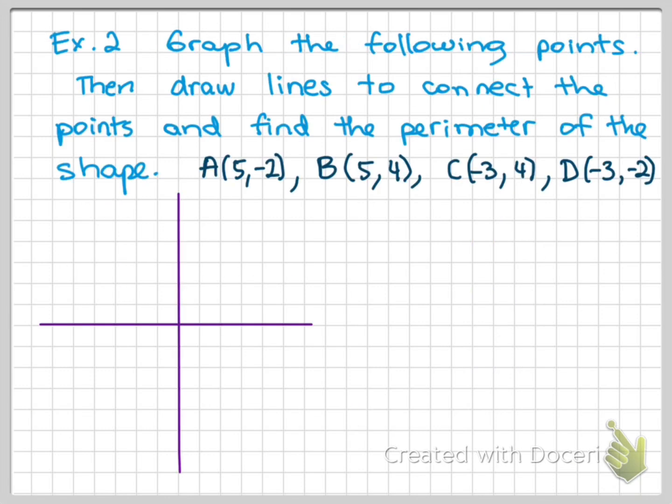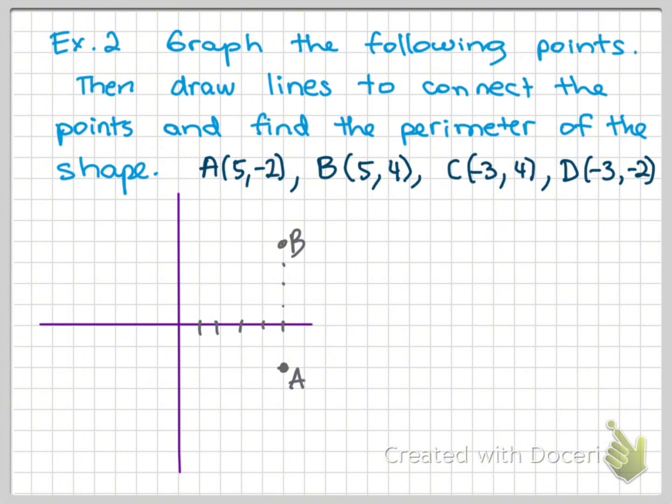In this next example, we have to graph the following points, and then we have to draw lines to connect the points and find the perimeter of the shape. So let's start by doing each one of these points. A is (5, -2), so again, I start on my origin and I move 5 to the right, 1, 2, 3, 4, 5, and then 2 down. So that would be A. B is (5, 4). So 5 and then 4 up. 1, 2, 3, 4. That would be B.